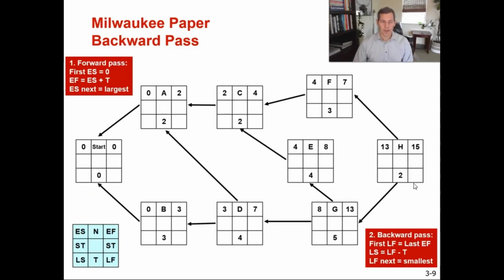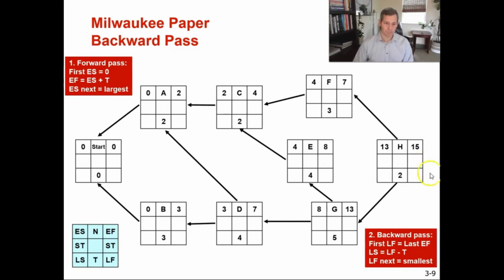So now let's do the backward pass. Now we're going to start with activity H. Okay, we start with activity H. And our first rule is that the first LF equals our last EF. So simply put, for H, our first LF is 15. So 15 is our first LF. Now, to calculate the latest start time for activity H, we're simply going to take 15 minus 2, and that will give us 13 for activity H.